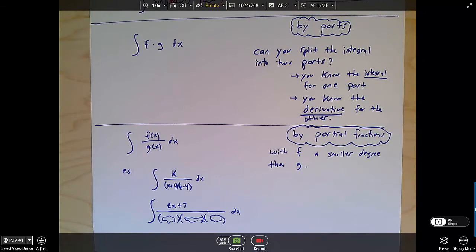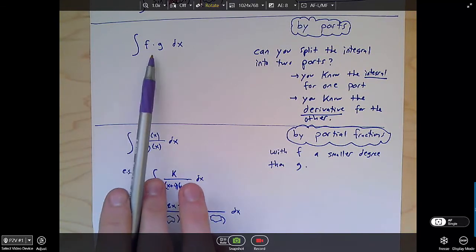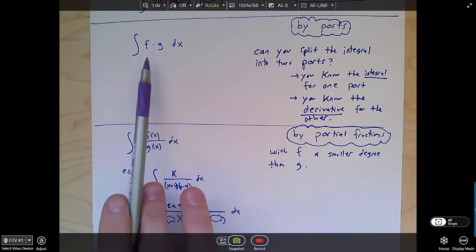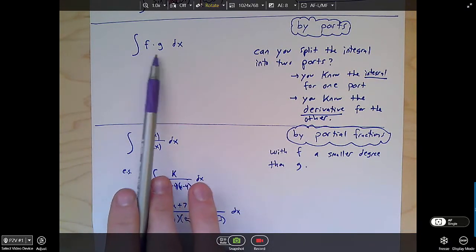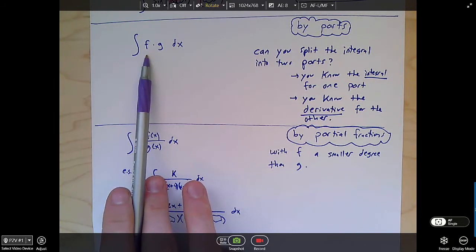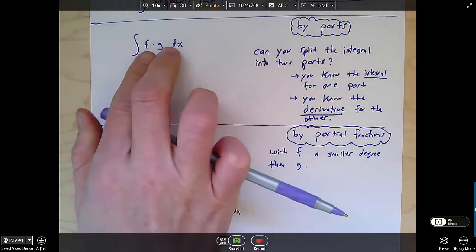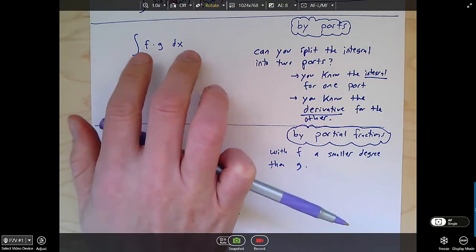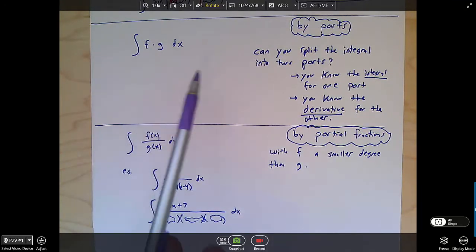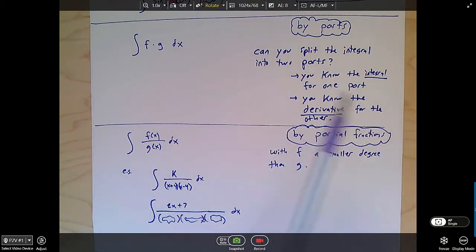Okay, let's talk about integrating by parts and by partial fractions. So integrating by parts, the whole idea is you can take whatever your integral is and divide it into 2 pieces. One of the pieces you're going to take the integral of, and the other piece you're going to take the derivative of. So you should ask yourself, can you completely exhaust the entire integrand into 2 pieces, one of which you know the integral for and one of which you know the derivative for?